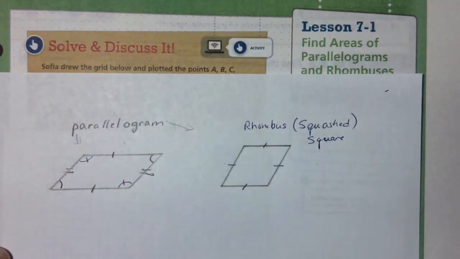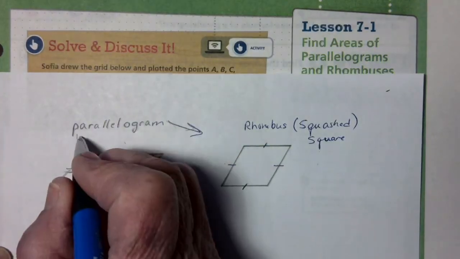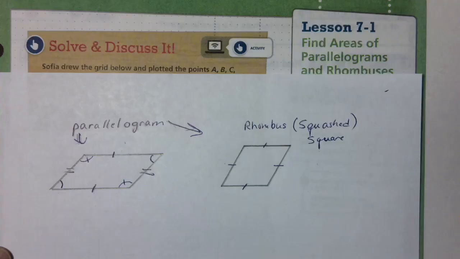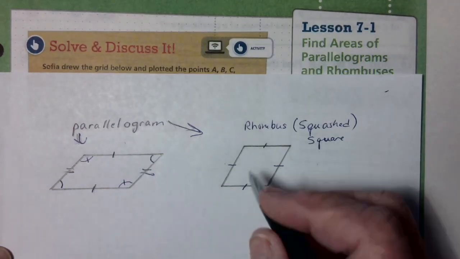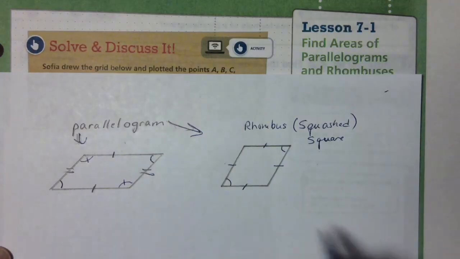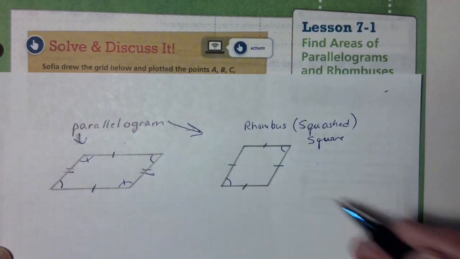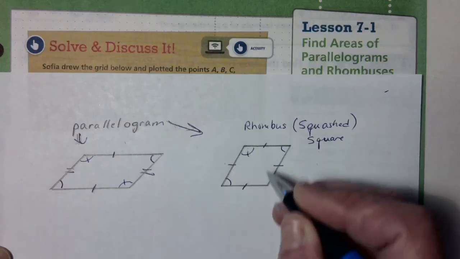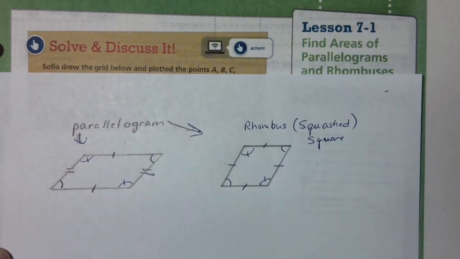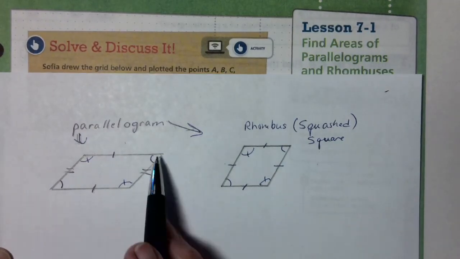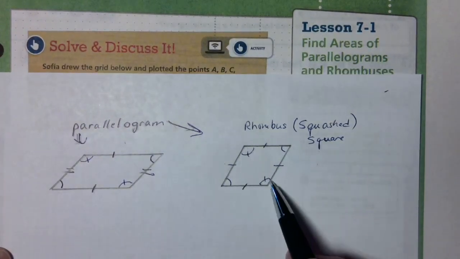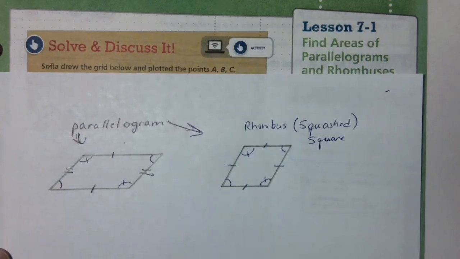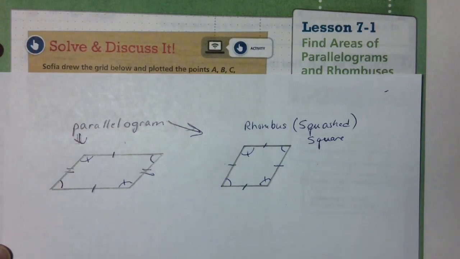P-A-R-A-L-L-E-L-O-G-R-A-M. Parallelogram. This is a parallelogram and this is a parallelogram. This is a specific parallelogram. Now you notice that the opposite angles, this little one and this little one, this acute and this acute, look like they're the same size, and they are. And this obtuse and this obtuse are across from each other. They're called opposite. Here's a pair of opposite angles. Here's a pair of opposite angles. Opposite angles are congruent. Remember, congruent means equal. Okay, so there you have the properties of a parallelogram.